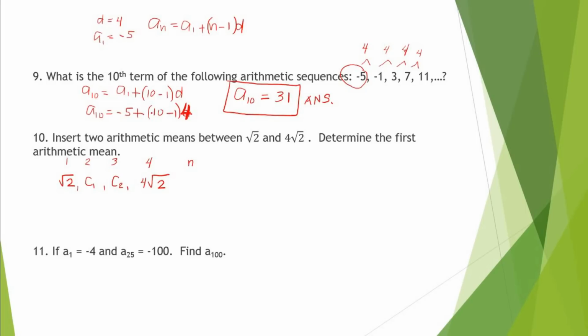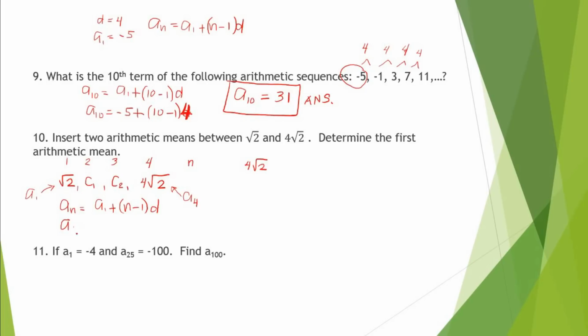Okay, we can use our equation. We have a sub n is equal to a sub 1 plus n minus 1 times d. So this is our a1, and this is our a, the fourth term. So we can write this equation as a sub n is 4 square root of 2.